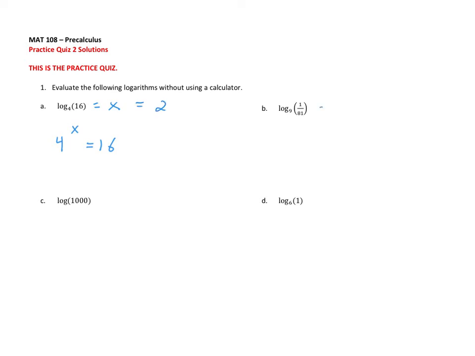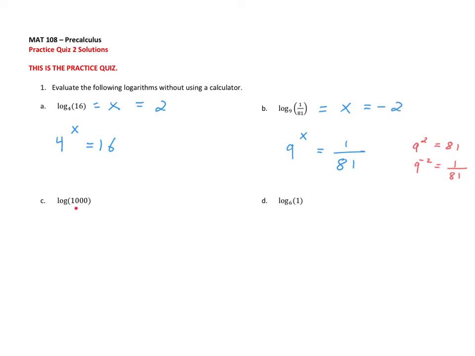Now for the next one in B, log base 9 of 1 over 81. So whatever the answer is, 9 to that power equals 1 over 81. Okay, so in this case, I see a fraction, so I'm already thinking a negative number. And I know that 9 squared is equal to 81, so therefore 9 to the negative 2 is equal to 1 over 81. This means that the answer is negative 2.